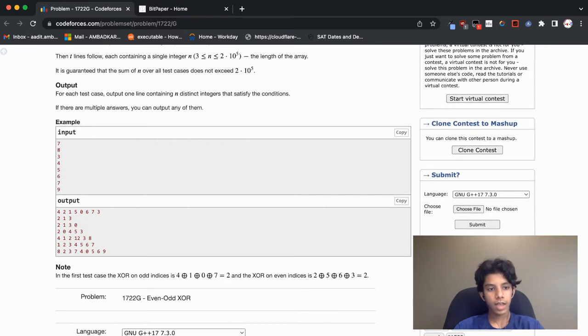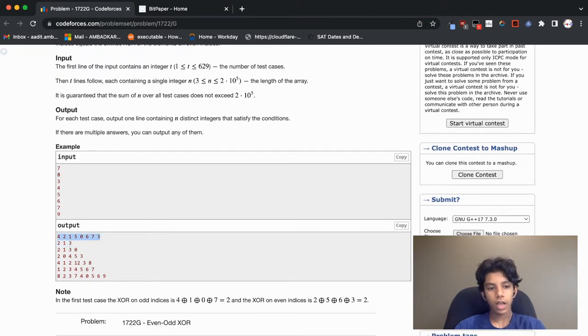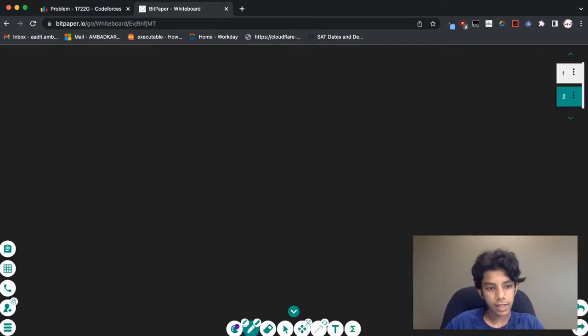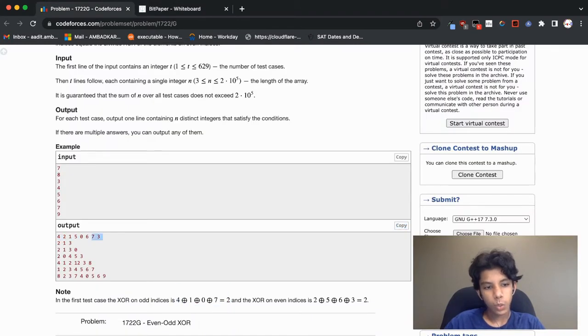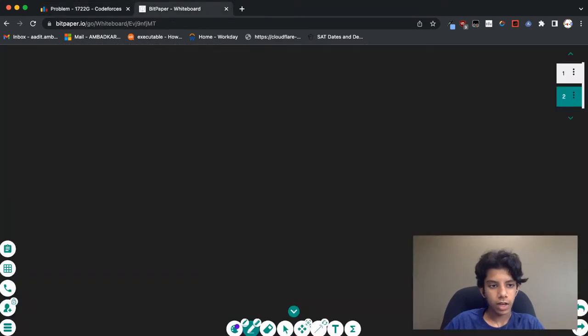We've got 7 test cases here: 8, 3, 4, 5, 6, 7, 9. I'm going to ignore the rest of these because it's just repetition. So let's analyze the test case where we have 8. We have 4, 2, 1, 5, 0, 6, 7, 3. I said I'd do n equals 5, so we're going to start off with n equals 5. When we have n equals 5, one of the solutions is 2, 0, 4, 5, 3.